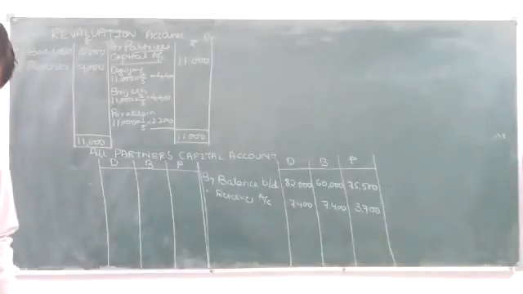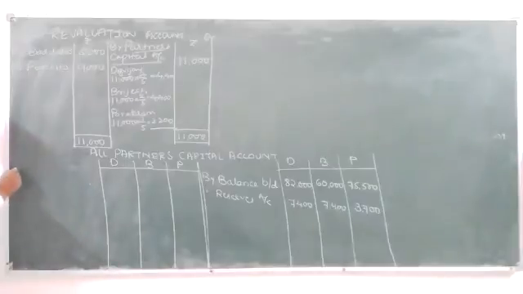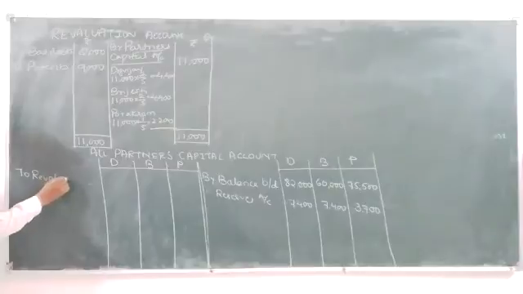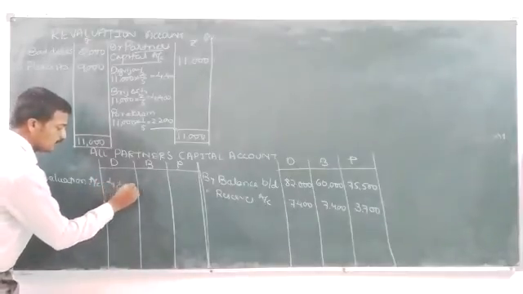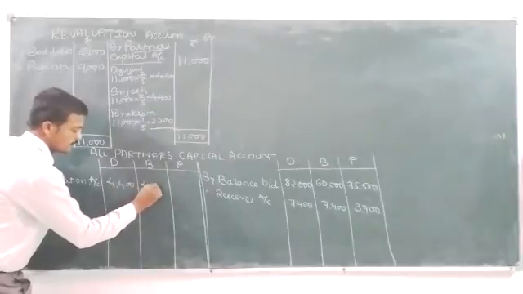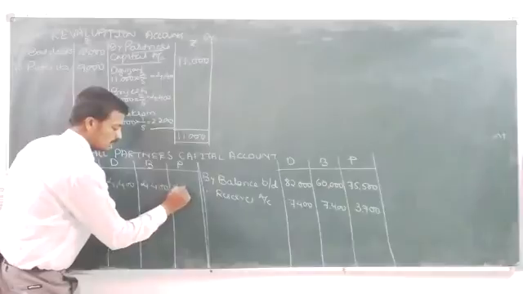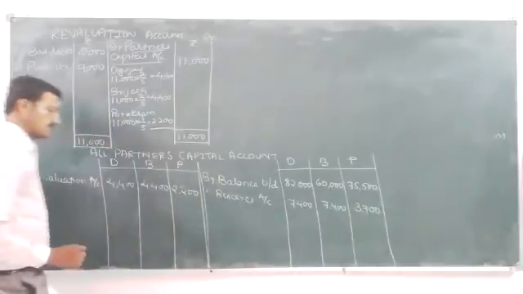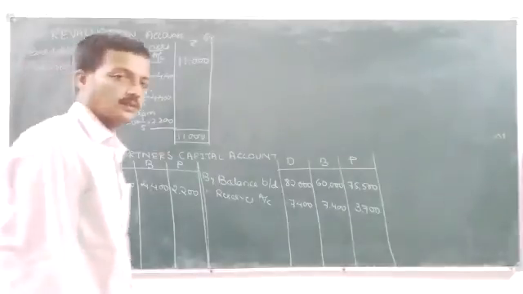And after that we have revaluation loss. If it is revaluation loss, we write it on this side, that is to revaluation account, and you already know the amount, that is 4,400, 4,400 and 2,200.